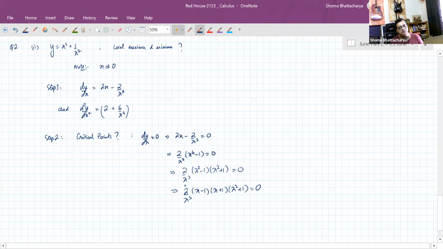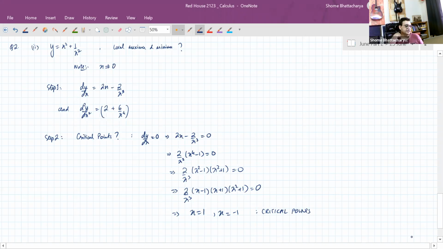So this 1 by x cube will not be 0 other than x tending to infinity. x square plus 1 is never 0. So it's either of these two terms. So we get two roots for this equation, x equal to 1 and x equal to minus 1. So these are our critical points.